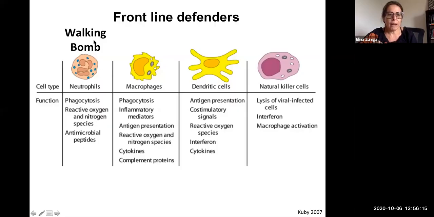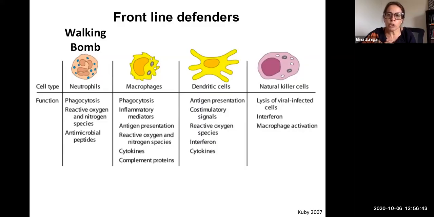Okay, so a nickname for the neutrophil is walking bomb. So the neutrophils will act very rapidly. They are in the blood, but when there is inflammation, they will quickly go to the inflamed tissue, and they will uptake microbes. And also, more recently, it has been shown that neutrophils are able to do something that is called netosis.